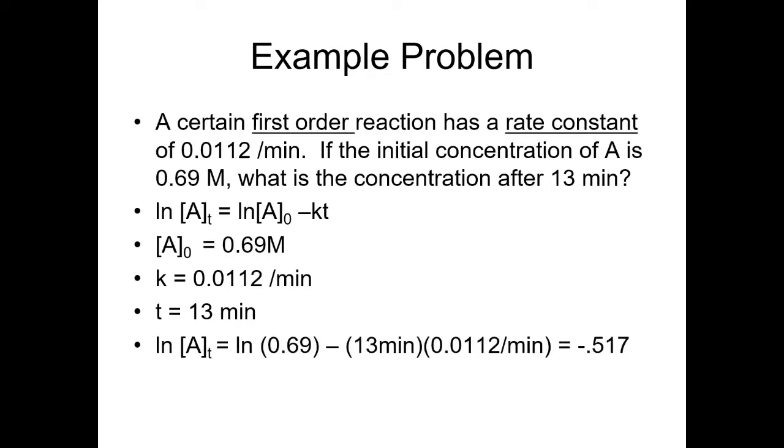If you did not get -0.517, make sure you took the natural log of the 0.69 and make sure that only the 0.69 was in there. So it may have opened a parentheses. If you didn't close that off, it may be trying to take the second half of that and also take the natural log. We're only trying to take the natural log of the 0.69.